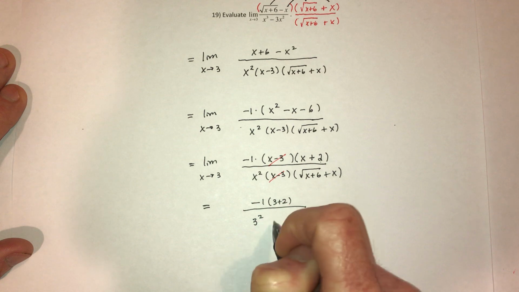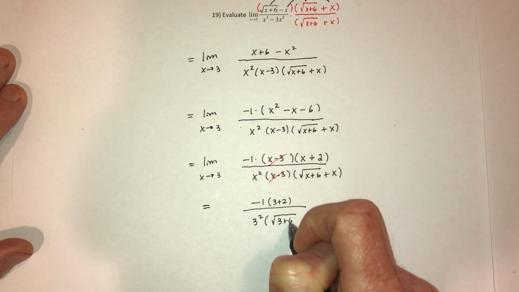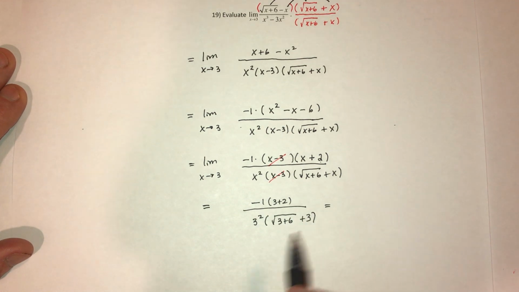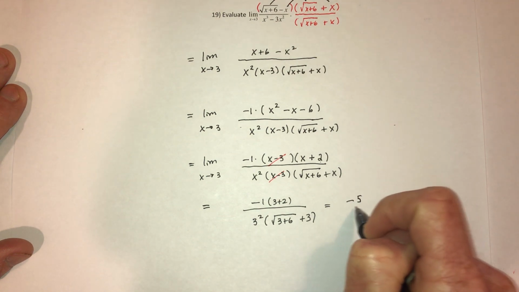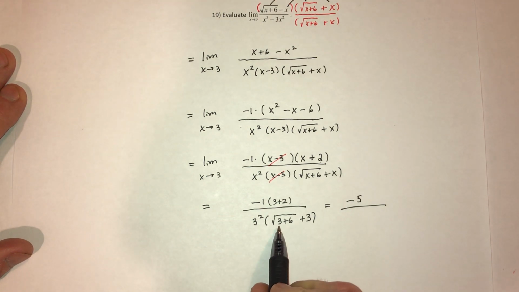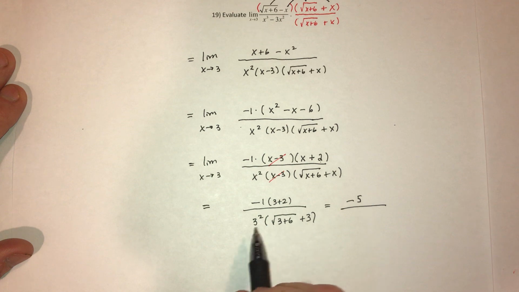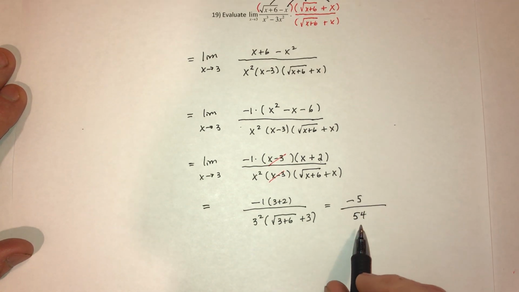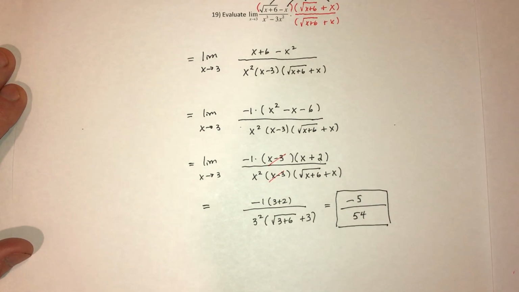And then 3 is squared. And the square root of 3 plus 6 plus 3. So this is going to be 5 negative. This is going to be square root of 9, so that's 3. And 3 plus 3 is 6. And then 6 times 9 is 54. And that cannot be reduced, so that is my final answer.